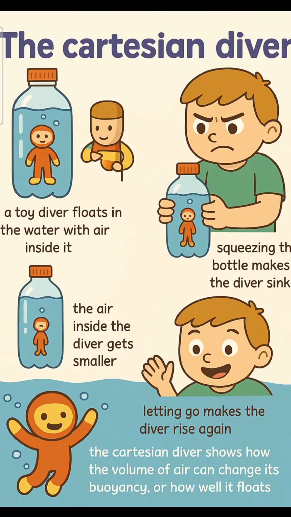The Cartesian diver. Place a dropper with some air inside into a plastic bottle filled with water and seal the cap tightly. When you squeeze the bottle, the dropper sinks. When you release it, it floats back up. Squeezing the bottle increases the water pressure, forcing water into the dropper and increasing its weight, causing it to sink. This demonstrates the relationship between pressure and buoyancy.